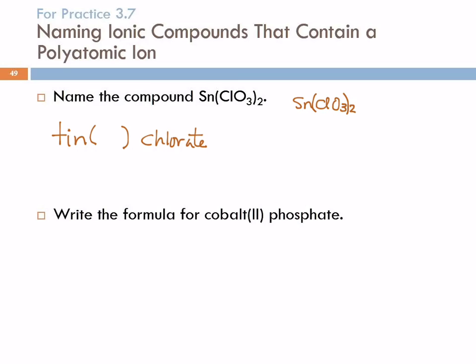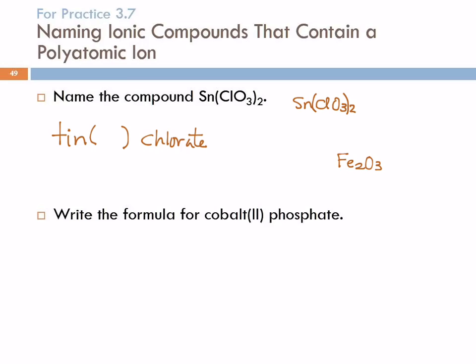Okay? Whenever you have more than one of a polyatomic ion, in the formula you put parentheses around it, and you put the number on the outside. The number 2 here is not going to affect the name of that because this is just telling us how many there are. Just like if we have Fe2O3, the 3 does not affect the name of the oxide.